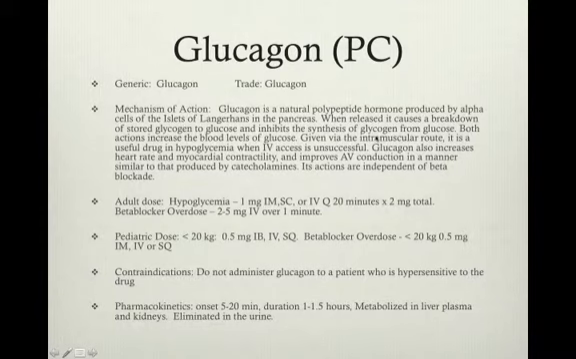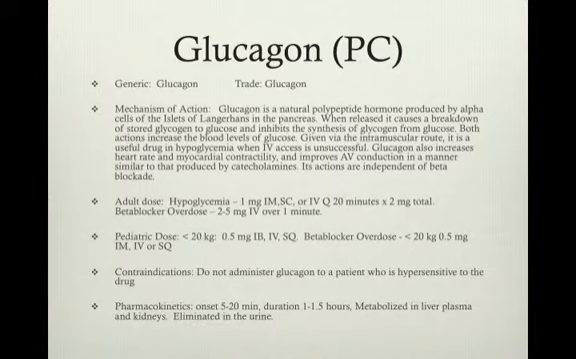Glucagon is a natural polypeptide hormone produced by alpha cells in the islets of Langerhans in the pancreas. When released, it causes a breakdown of stored glycogen to glucose and inhibits the synthesis of glycogen from glucose. So it stops the body from storing it and says, hey, let's make some active glucose. Both actions increase blood glucose levels given via intramuscular route. It is a useful drug in hypoglycemia when IV access is unsuccessful.